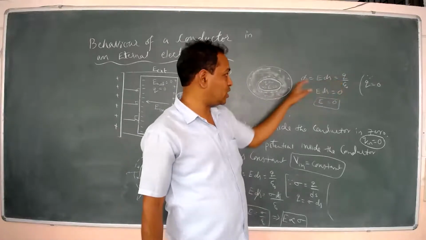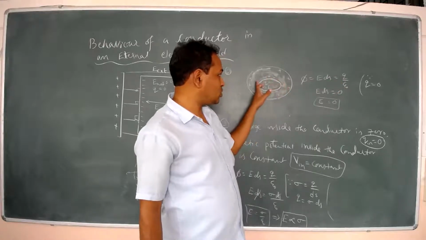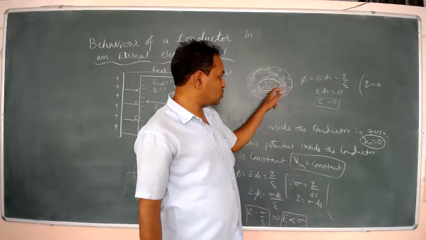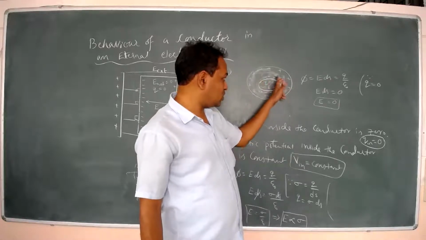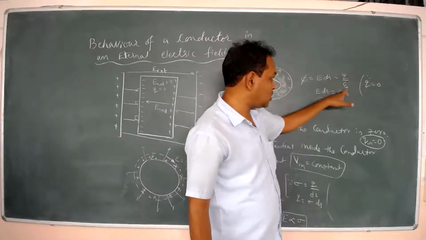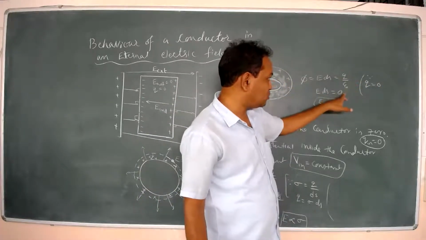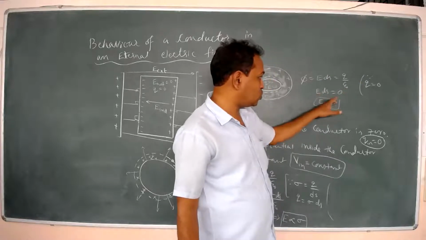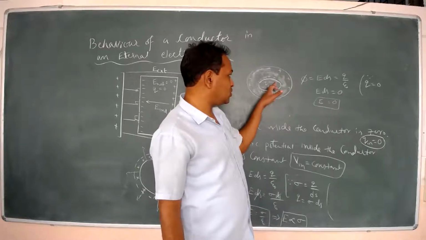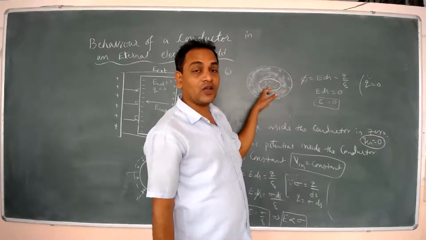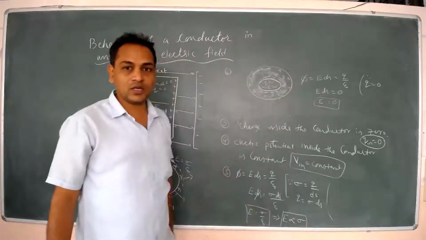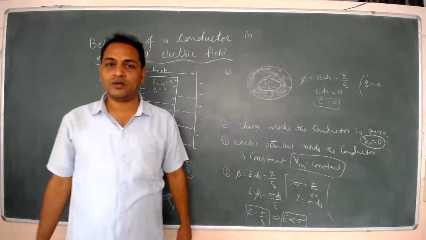If I assume one Gaussian surface around the cavity, it is quite clear that inside this Gaussian surface the charge is zero. If I put the charge as zero, this entire thing will become zero. This implies that E is also zero. That means if no charge is there inside this cavity, the electric field inside the cavity will also be zero. So these are the few important points to keep in mind.